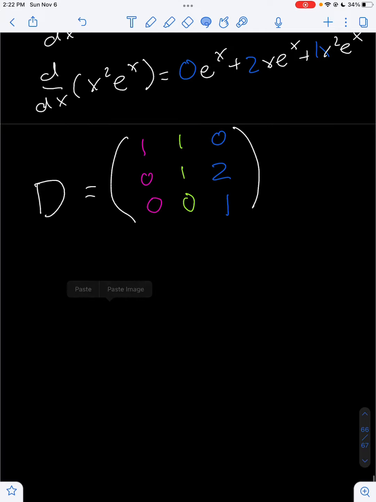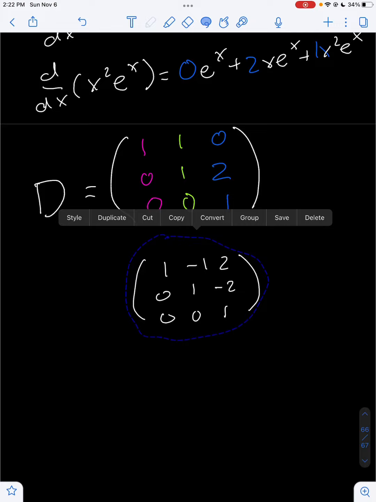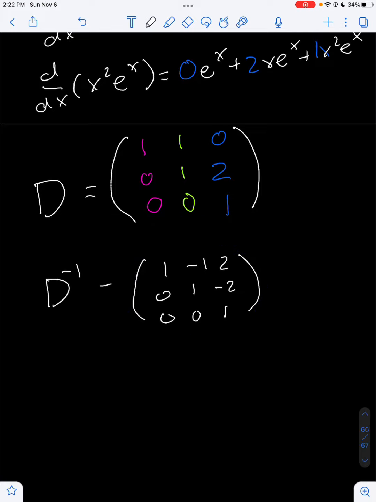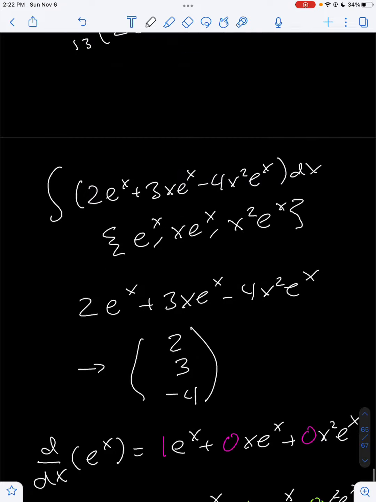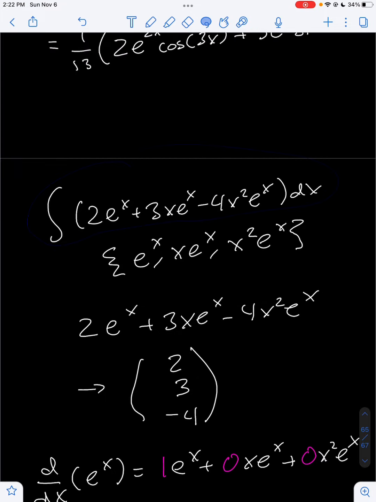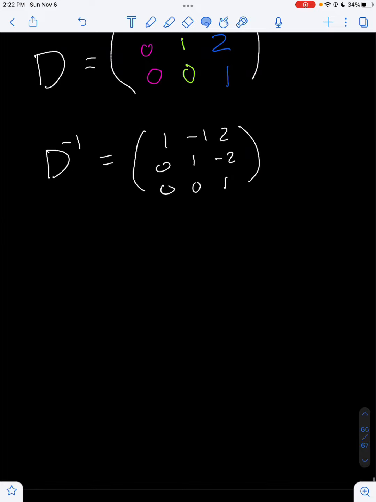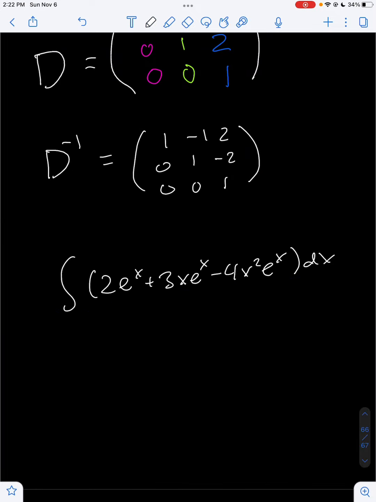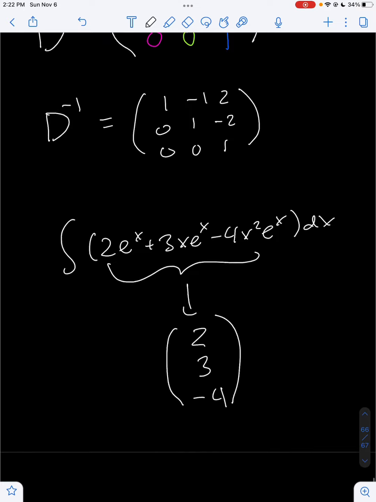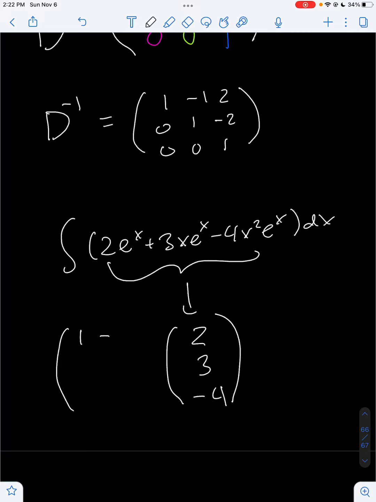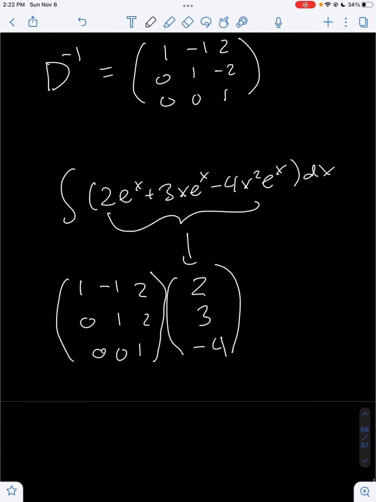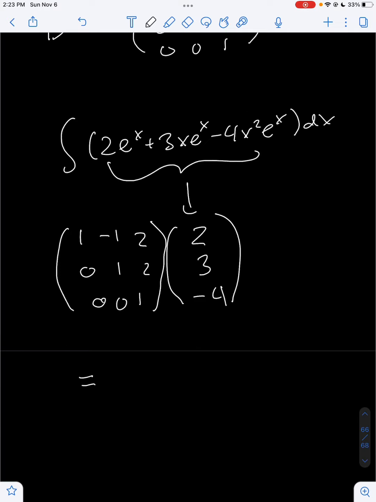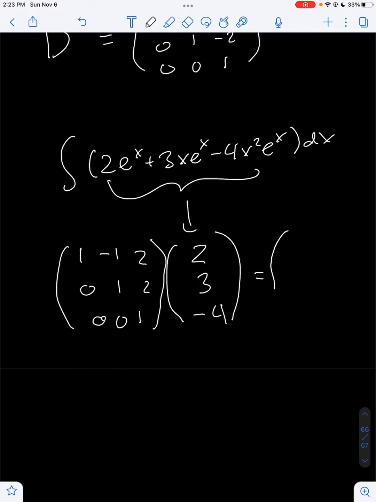This means that the inverse of D is going to be this right over here if you were to calculate it. And remember that our integral that we wanted to find was this one right over here. So we move that down. And what's on the inside, that's just 2, 3, negative 4. And our integral is just 1, negative 1, 2, 0, 1, negative 2, 0, 0, 1. So we'd have to carry out this multiplication, and that's going to give us negative 9, 11, negative 4.